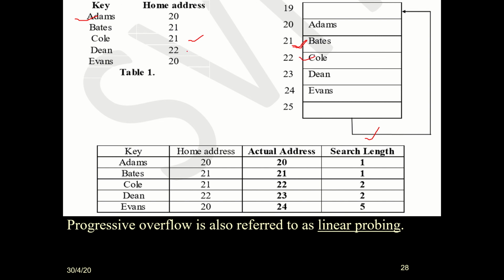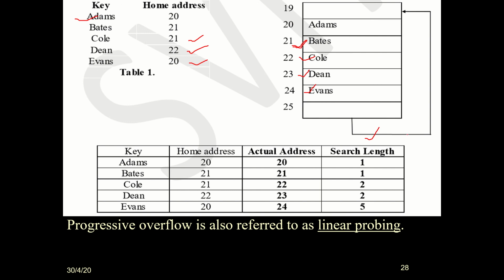Dean's calculated home address is 22. We come here, it is already filled by Cole. So what do we do? We find that 23 is available, so we fill Dean here. The next is Evans in 20. For 20, it is filled. Again we go for 21, it is filled. We go for 22, it is filled. Again 23 is filled. 24 is free. So we put Evans in 24. This is how linear probing works.